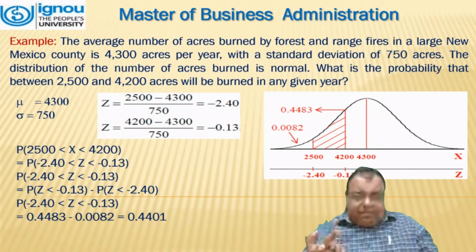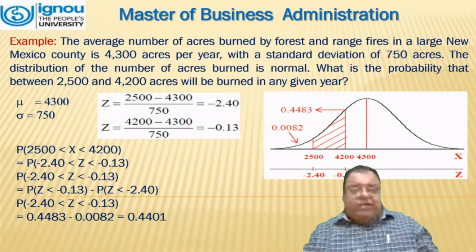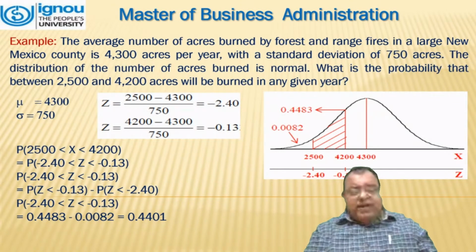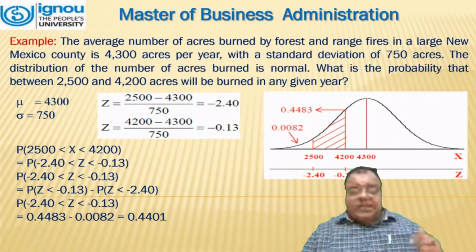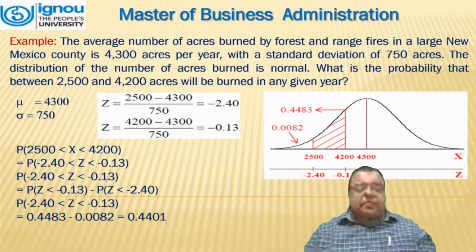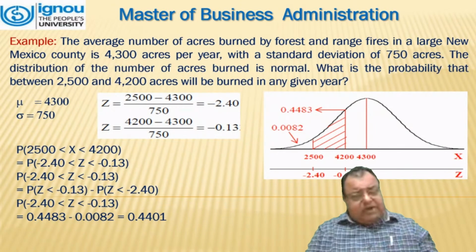We have the mean, we have the standard deviation, and two values of x. We have to calculate the probability as 2,500 less than x less than 4,200. We will be converting these x in terms of z. Z is equal to x minus mu upon sigma. In the first case, when x is equal to 2,500, your z will be negative 2.40. And when x is 4,200, your z will be negative 0.13.